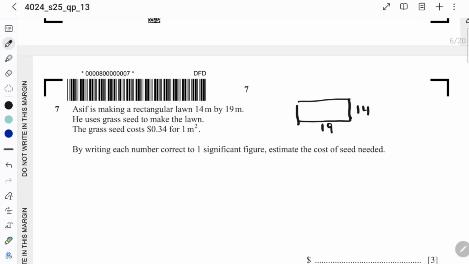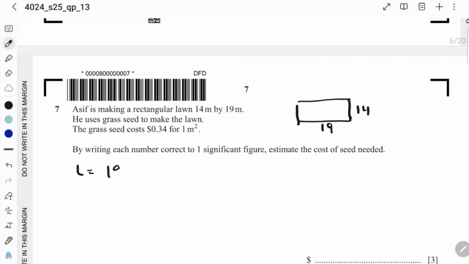By writing down each number correct to one significant figure, each number means all the numbers, either it's the length, width, or the cost. So the cost of the seed needed, we'll have to find out. First of all, we find out the area of the lawn. Before we find the area, we write down each and every number corrected to one significant figure. Length and width are 14 and 19.